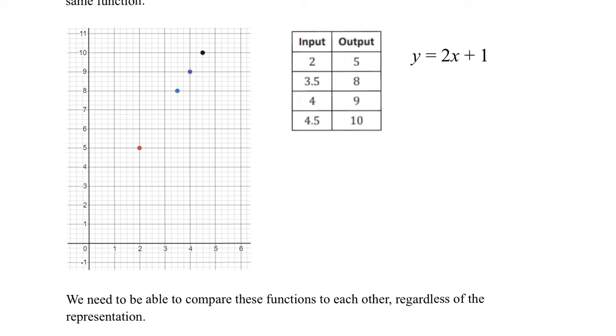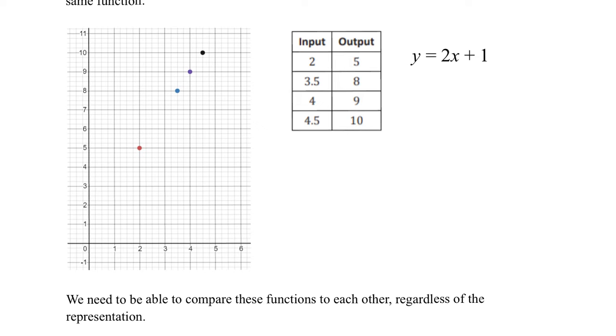So this is the graph of y equals 2x plus 1, and this is the table. Evidently, in this example, they're only using these values. So you see there are only outputs at 2, 3.5, 4, and 4.5. I don't exactly know why that is, but this is how they took this equation to get these numbers in the output. So we need to be able to compare.